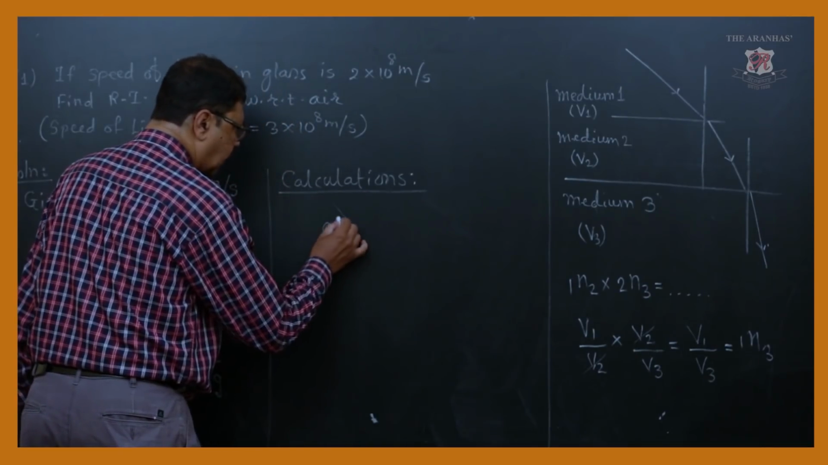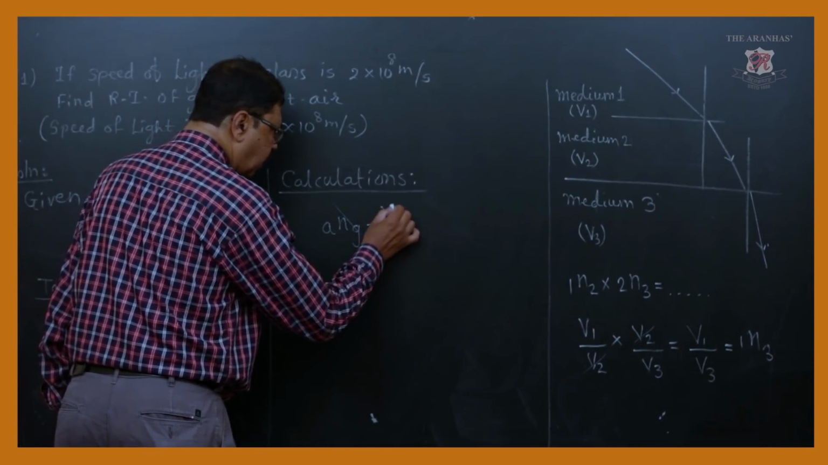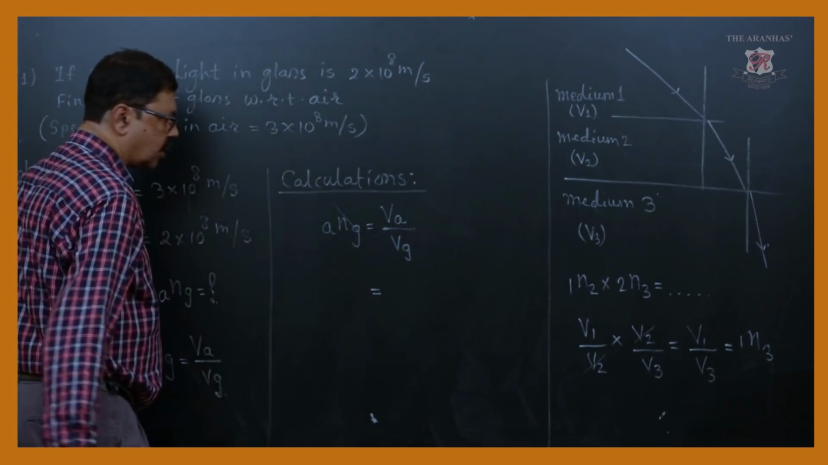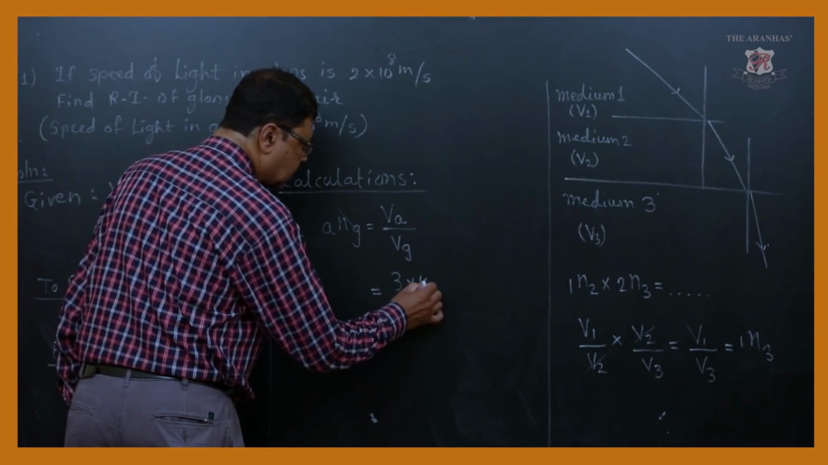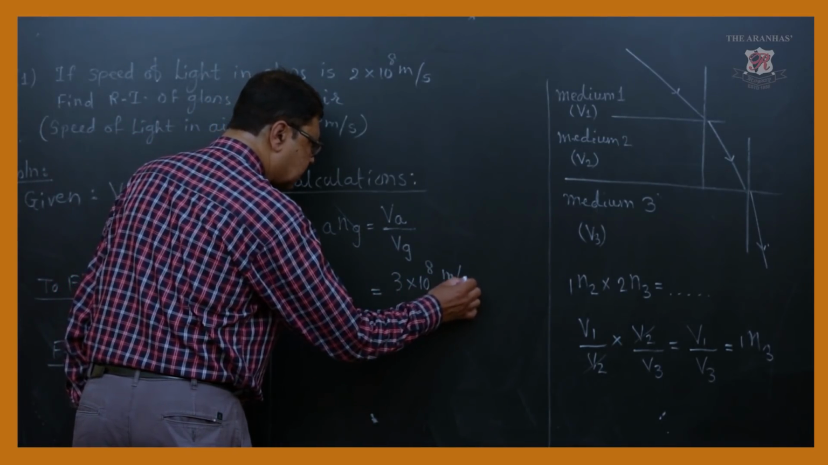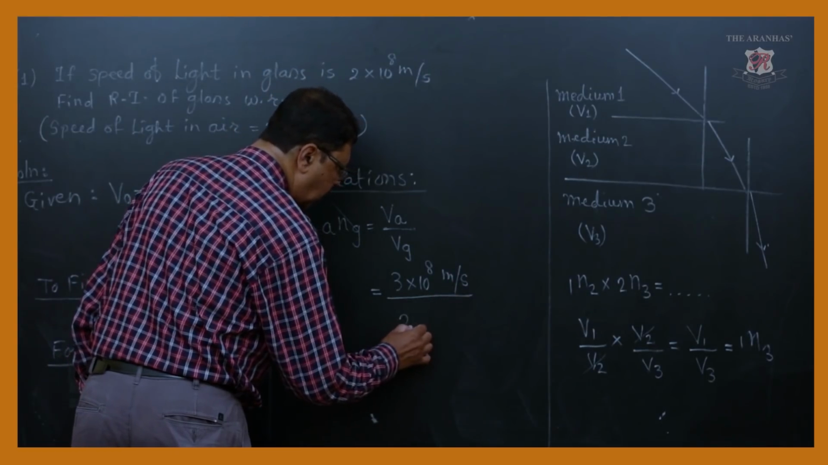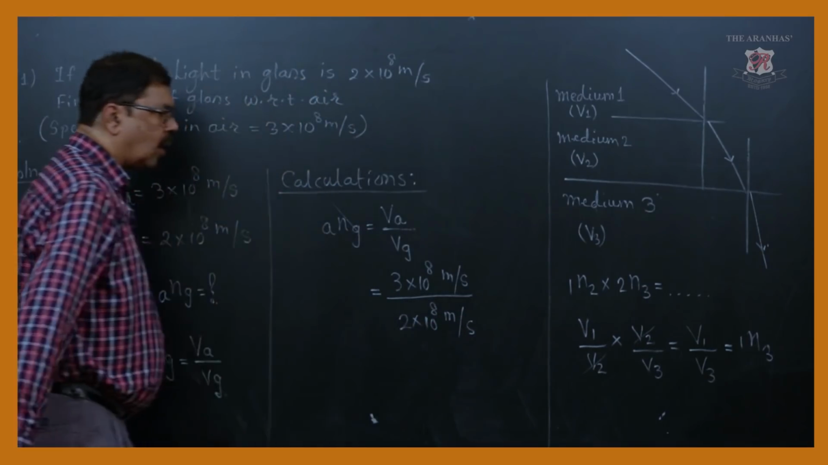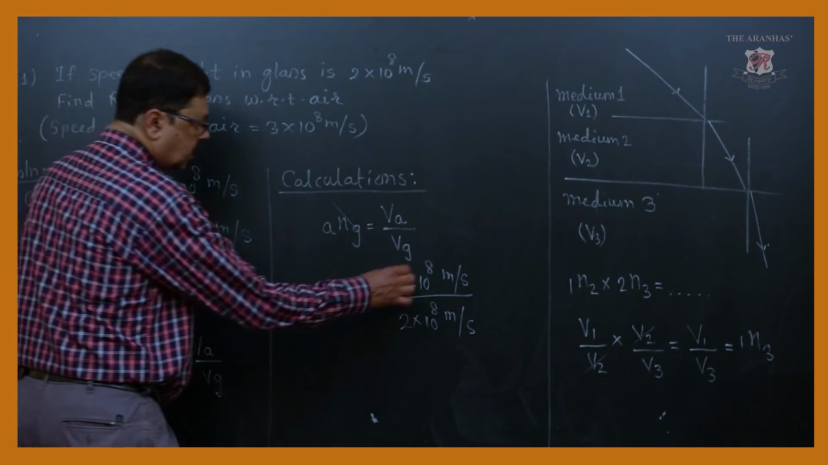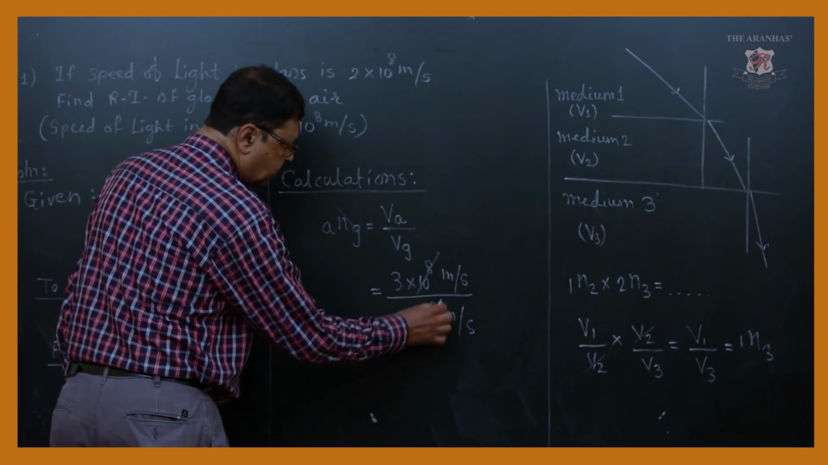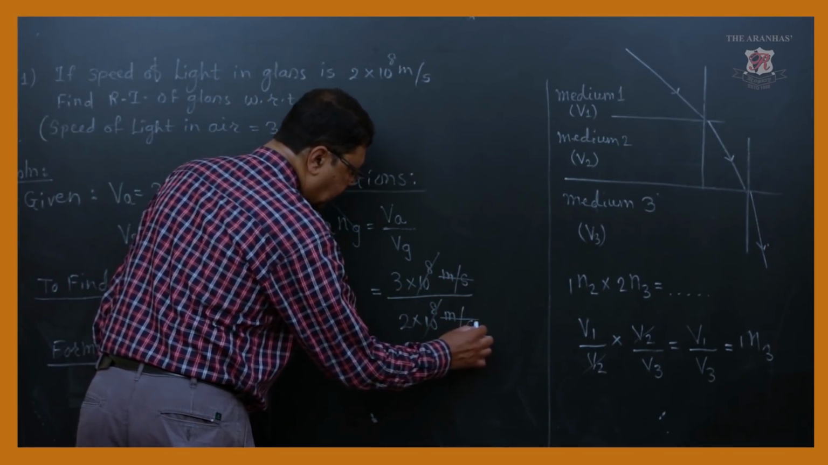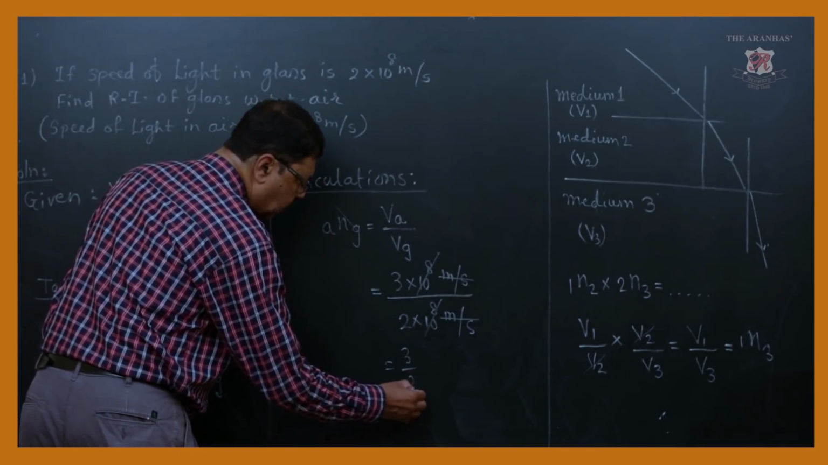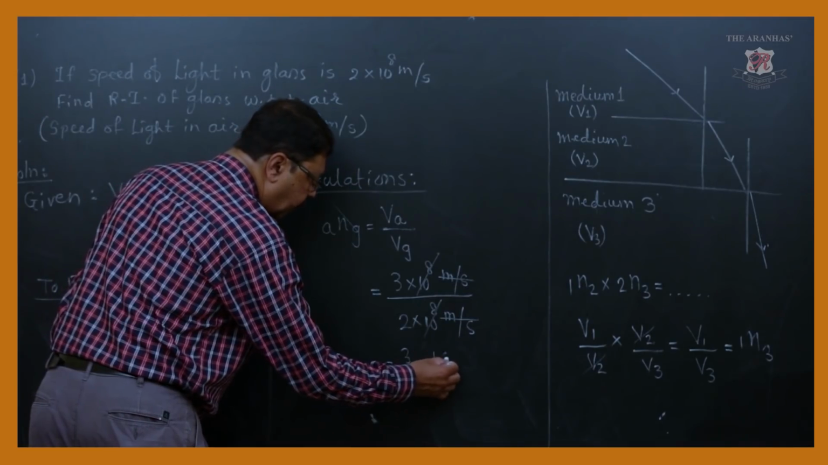In calculation, write the formula again and just substitute the values. 3 into 10 raised to 8 meter per second upon 2 into 10 raised to 8 meter per second. Observe what things cancel out. 10 raised to 8 is going to cancel out. Meter per second is also going to cancel out. And if you divide it or keep it like this, 3 by 2 or 1.5.